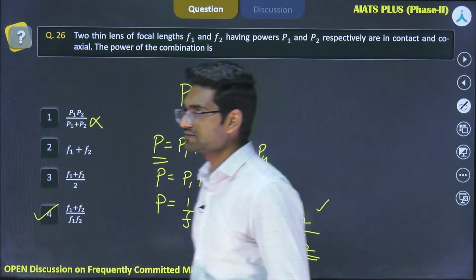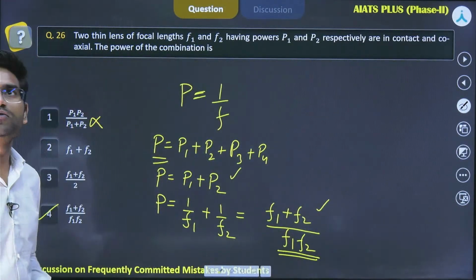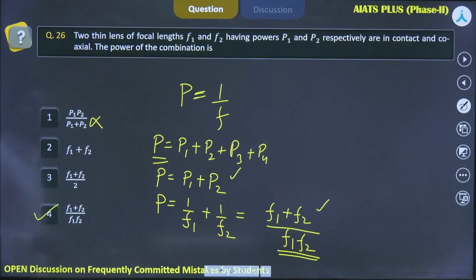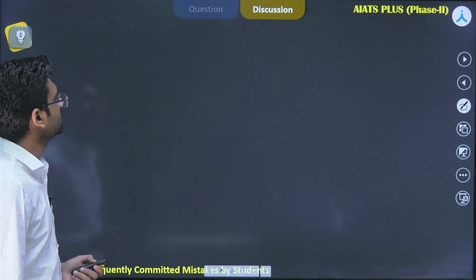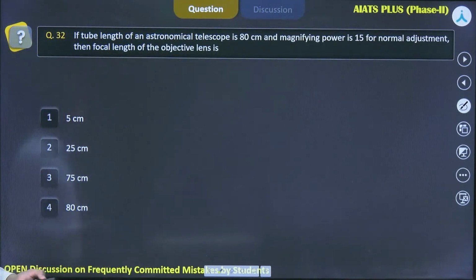Yes, Lucky, very nice. Any doubt in this? No? Let's move. Very easy question, right? So let's move to another question then, and that is question number 32.